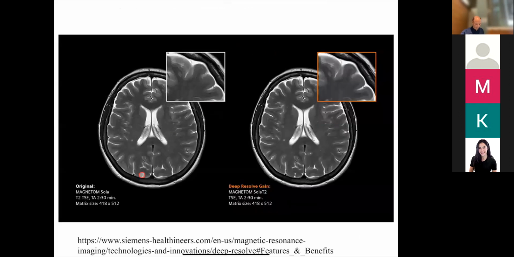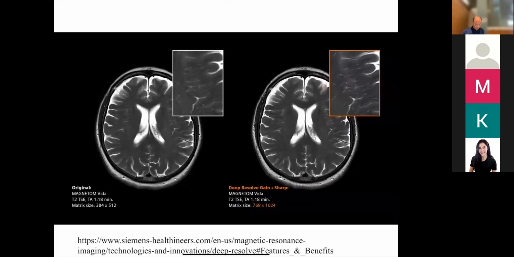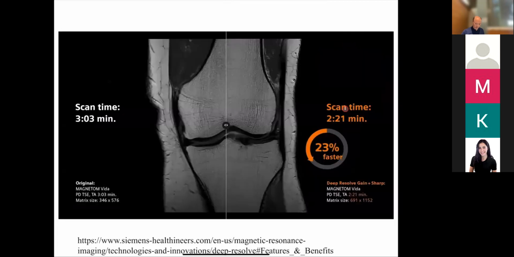Here, they have the same scan time, but you can see they're resolving the structures a bit better. Time of acquisition is the same. Here they're also showing you're sourcing more detail with the deep learning.